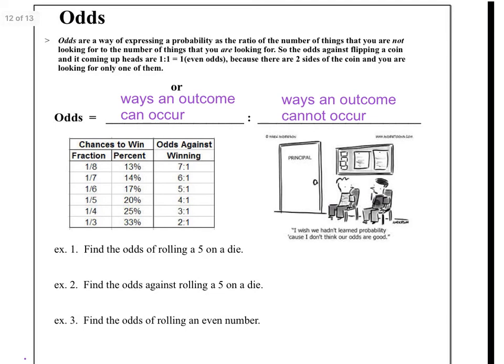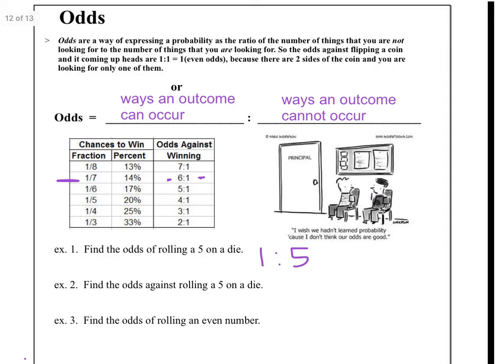One example here, there's a little table shown. So a fraction would be that you could have maybe a 1/8 chance of winning. Well, the odds against winning then would be you have 7 ways of not winning to 1 way of winning. Okay, next spot in the table we see a 1/7 here. So if that's your chance to win, that means there are 6 ways not to win and 1 way to win. So that's the odds against winning, hence why the 6 is on the left and the 1 is on the right. So for example 1, if we're finding the odds of rolling a 5 on a die, well, there's 1 way for that to occur, and there are 5 ways for it not to occur.